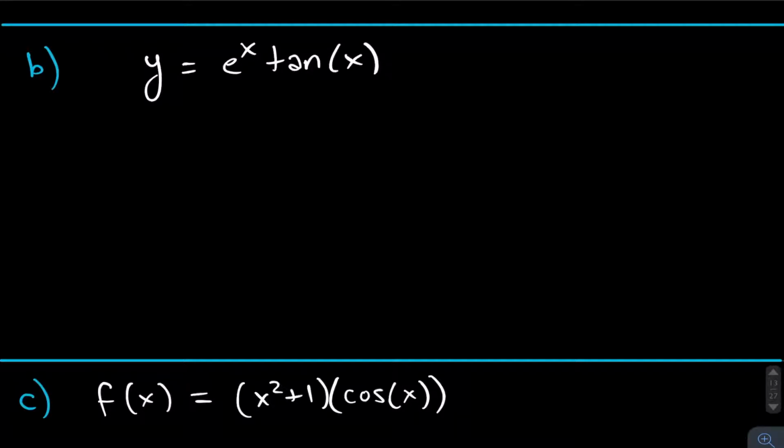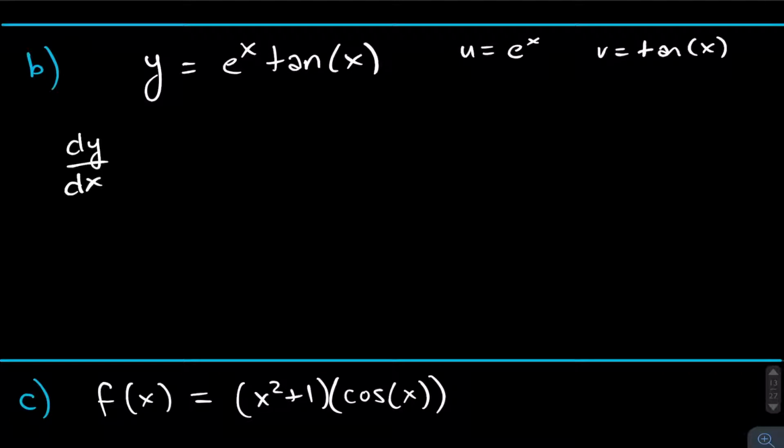Let's do y equals e to the x tangent x. Here you can label the derivative however you want. I'm going to label it as dy over dx because we haven't used that notation yet. But let's talk about what u is. We can see that we have two functions being multiplied: the e to the x and the tangent x. So we're going to say u equals e to the x and v equals tangent x.